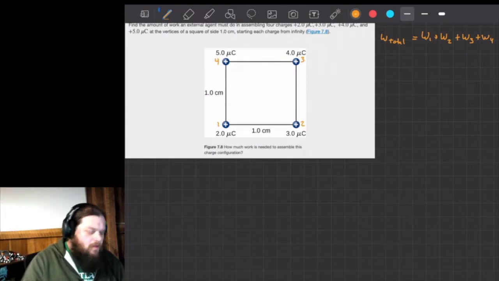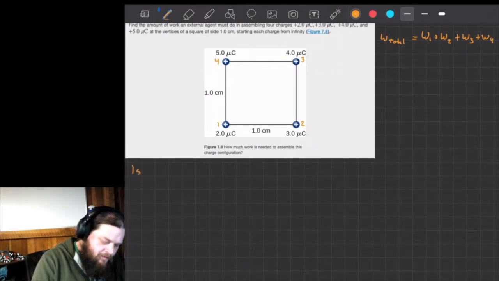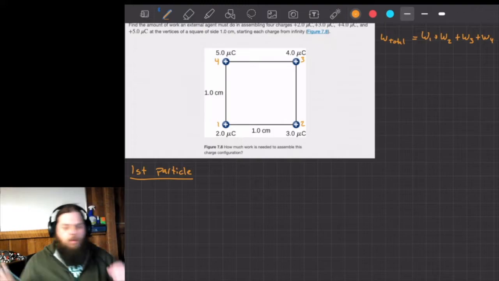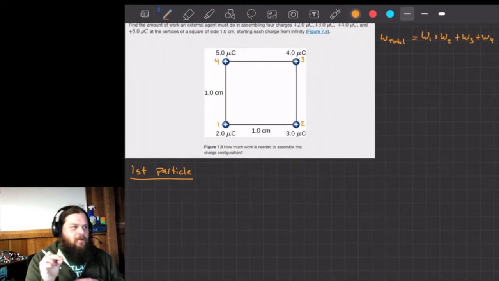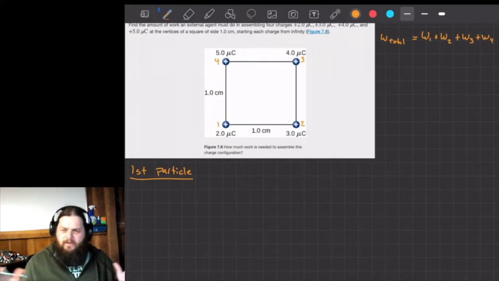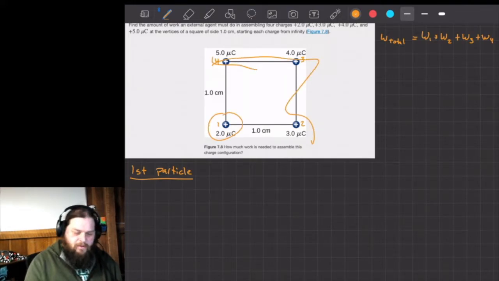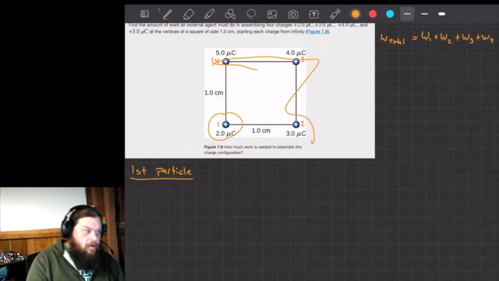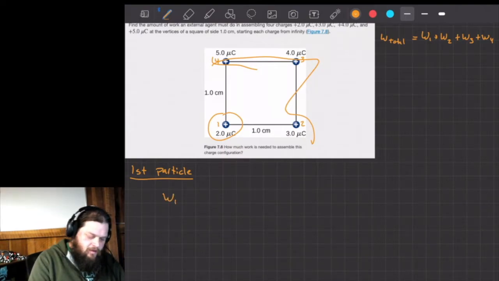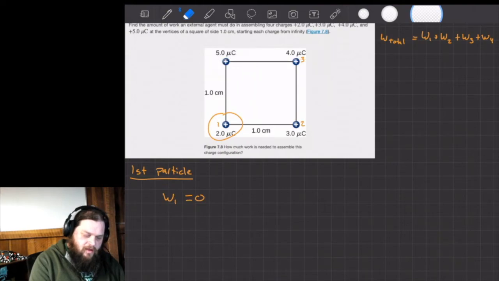And we can start it one at a time. So the first particle, to put the work there, we're moving a positively charged particle into position with nothing else around it. So assuming all these other ones aren't here yet, we're just focusing on putting that one there. The work to put that there, work of 1, is equal to 0, because there's no force between it and any other charge at that point.